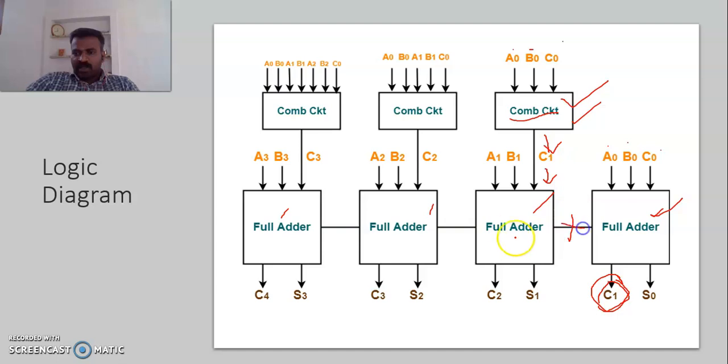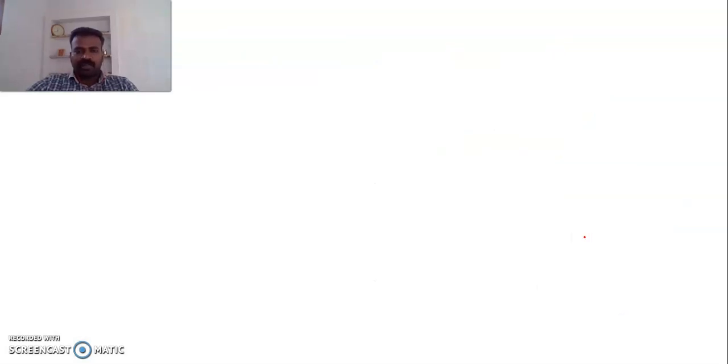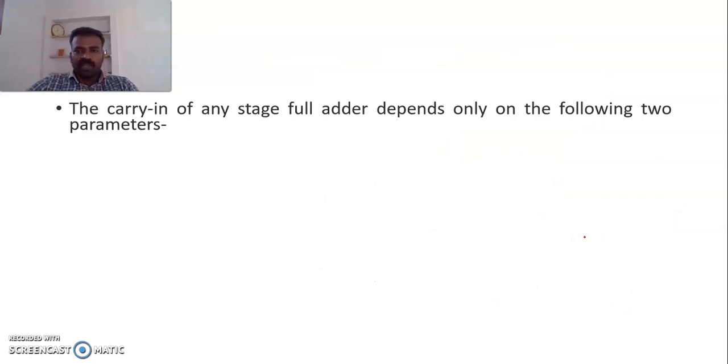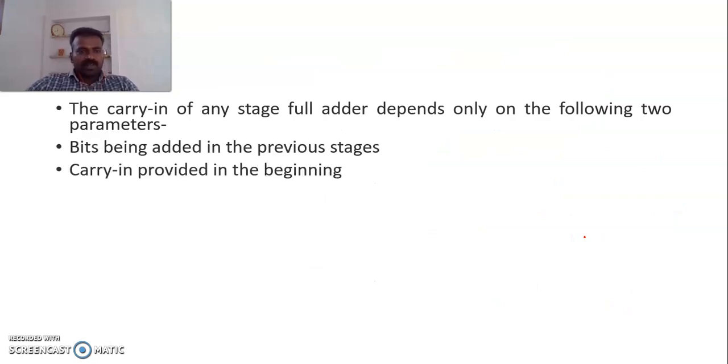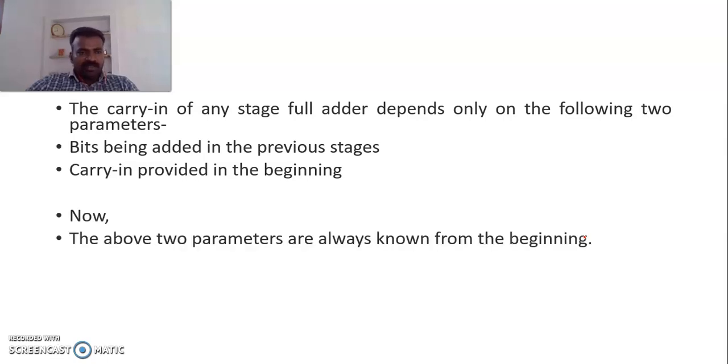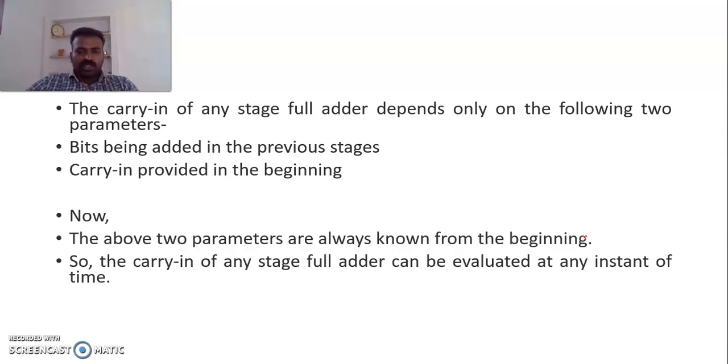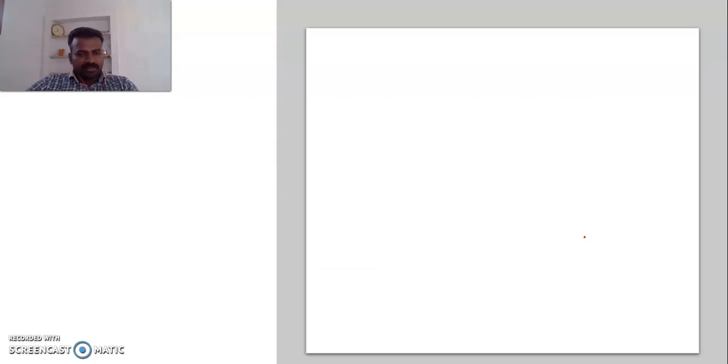So no need to wait for the previous full adder output. This full adder is producing C2 as output, and this circuit is also giving C2 as input for this full adder. So all the circuits are working at the same time. This is what the carry look ahead adder is. No need to wait for the previous full adder. These are the working conditions. The carry in is provided in the beginning, so it is always known from the beginning.